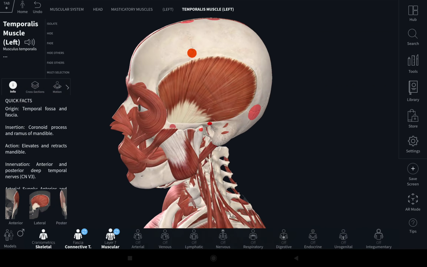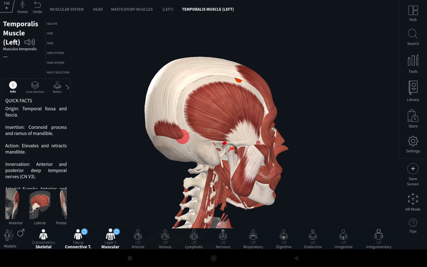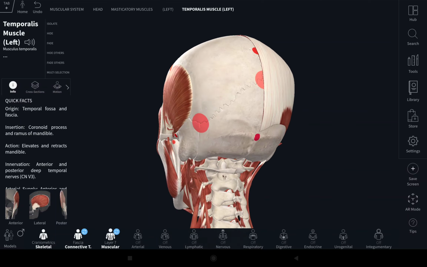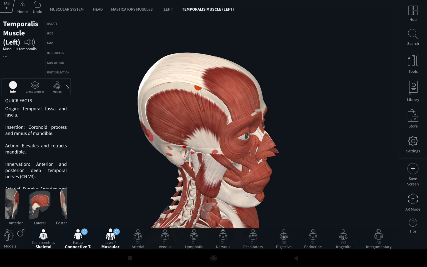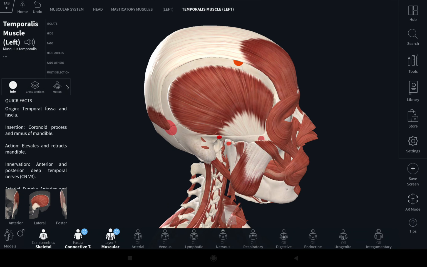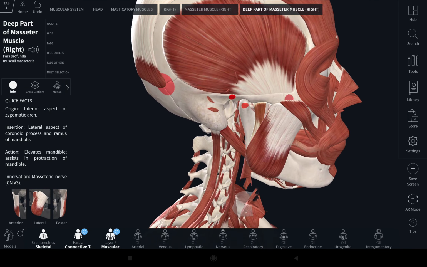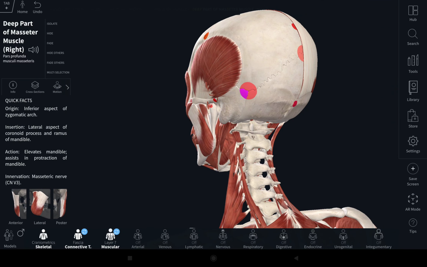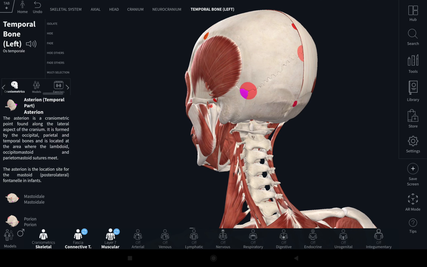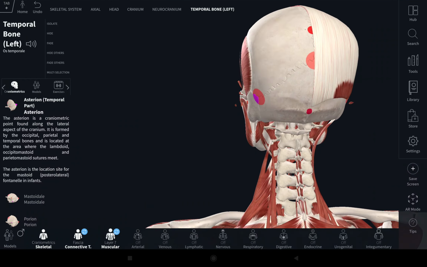So these are the muscles of the skull. There is another muscle. This is the deep part of the masseter muscle, which is the muscle of your jaw. This is the junction of some sutures of your head.